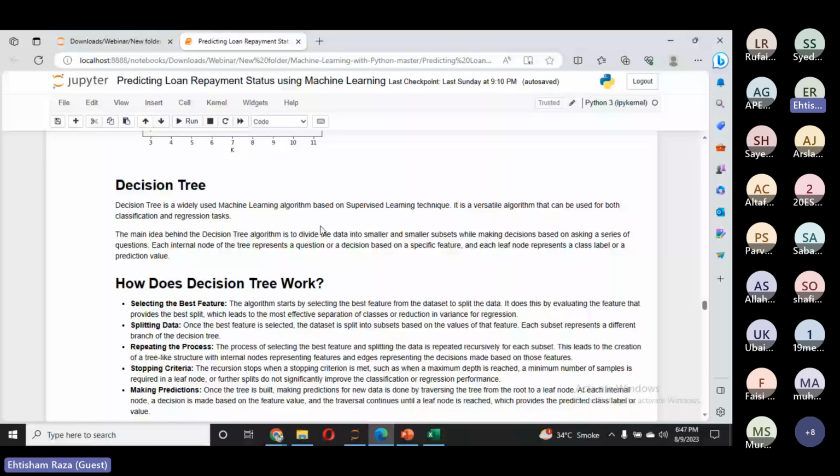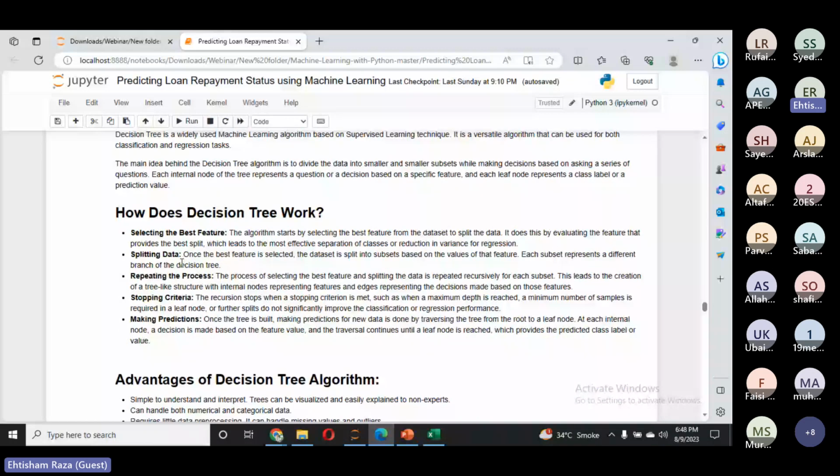So how does a decision tree work? First, selecting the best feature: the algorithm starts by selecting the best feature for the dataset to split on. It does this by evaluating the feature that provides the best split, which leads to the most effective separation of classes or reduction in variance. Basically, it creates a tree and splits the dataset into two parts, and splits again. It keeps splitting until your dataset is divided down to a single row.